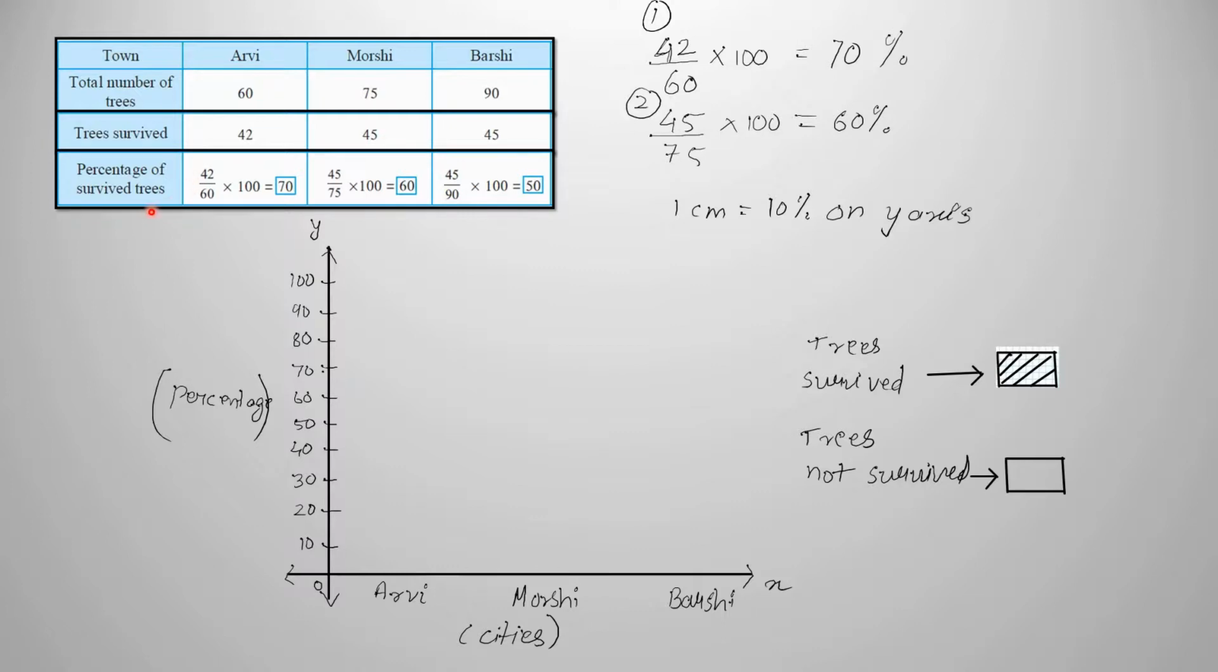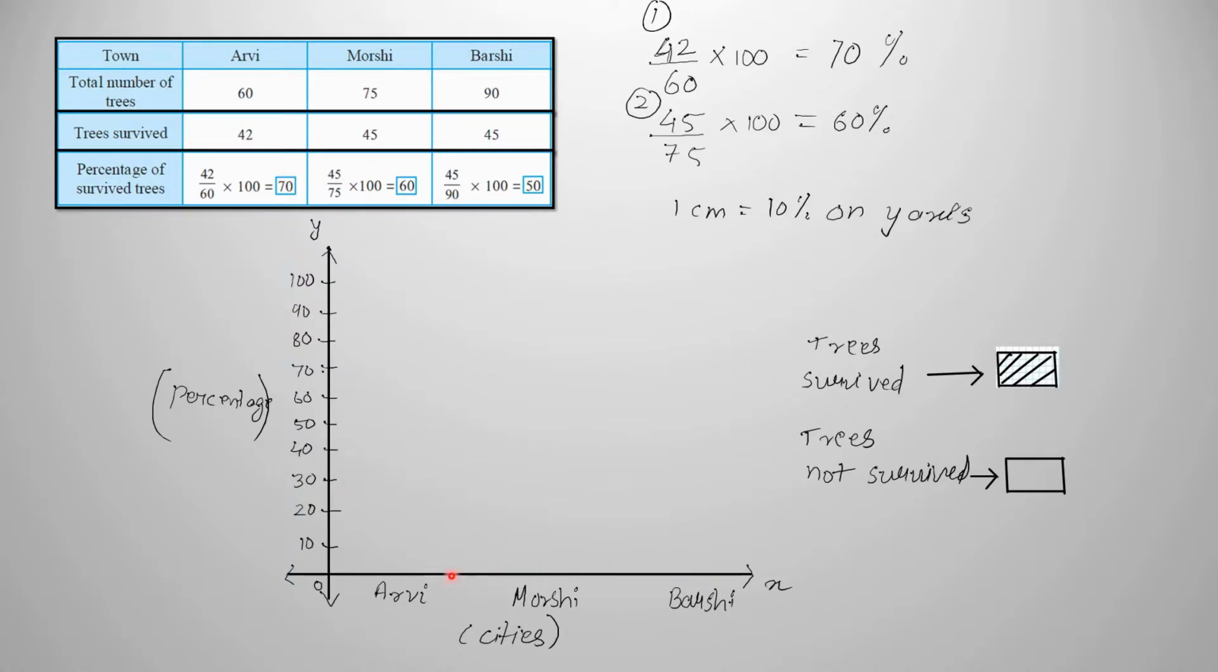So first we'll find the percentage of survived trees. To find the percentage of survived trees, you see how many trees survived, divide that by the number of trees planted and multiply it by 100. So 42 upon 60 into 100 is 70. So 70% of trees survived in the city of Arvi. For Morshi, it is 45 upon 75 into 100, which is 60%. Similarly, for Barshi, it would be 45 upon 90 into 100, which is 50%.